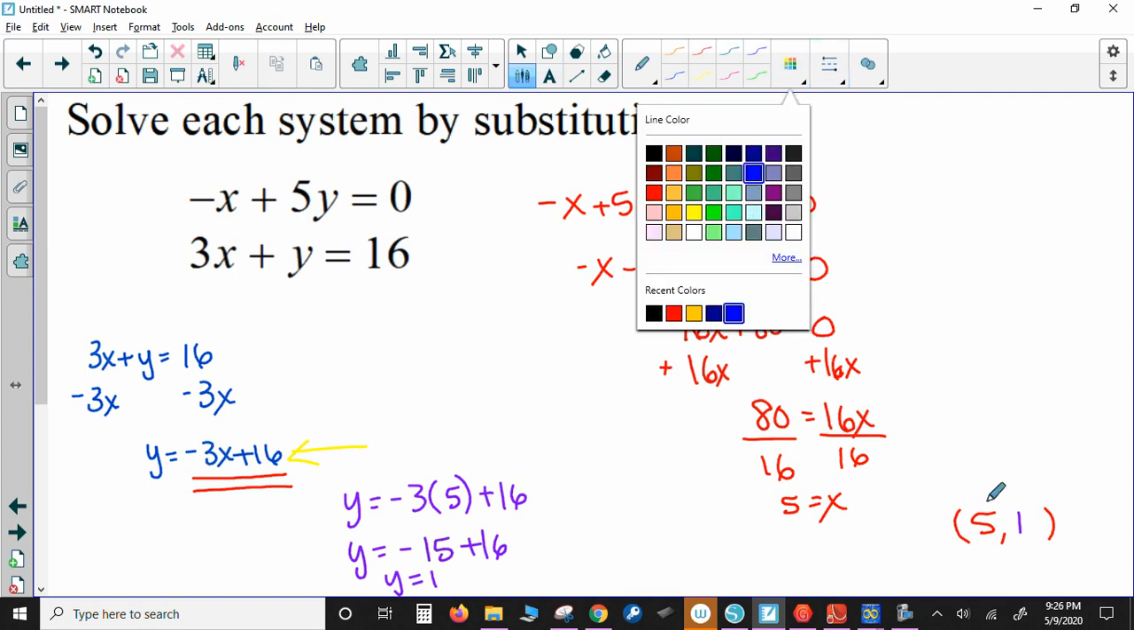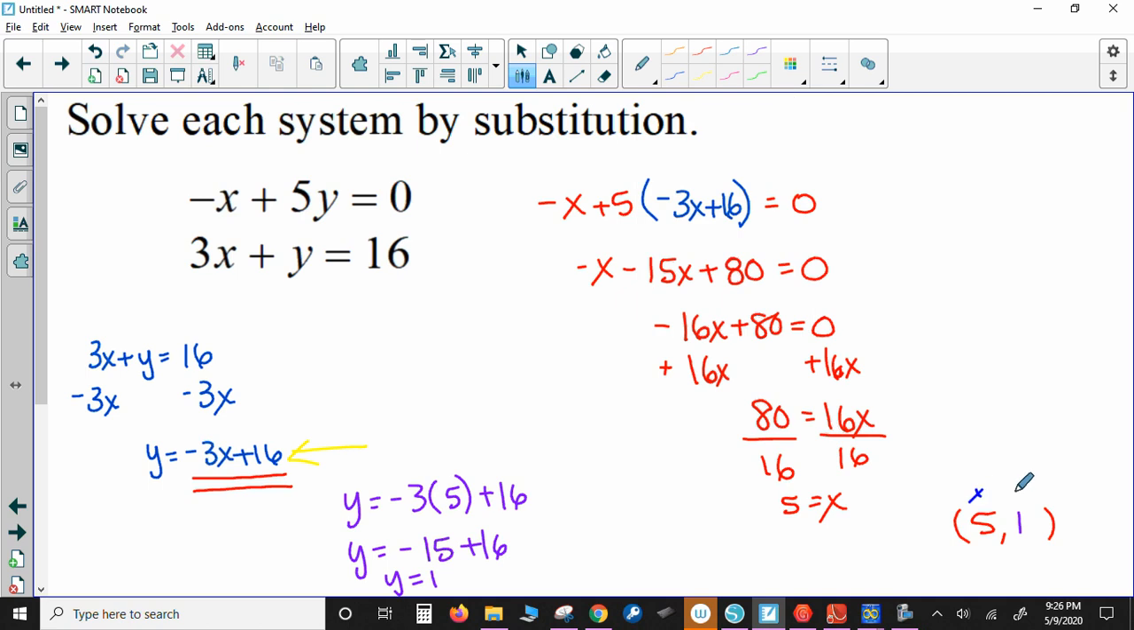All right, so I'm going to plug in 5 for my x value and 1 for my y value. So starting with the top equation, this is my checking area over here. I'm going to plug in negative 5 plus 5 times 1 equals 0. Well, negative 5 plus positive 5 equals 0.